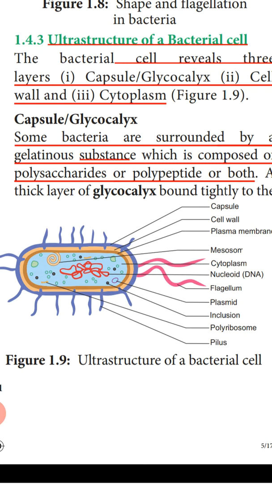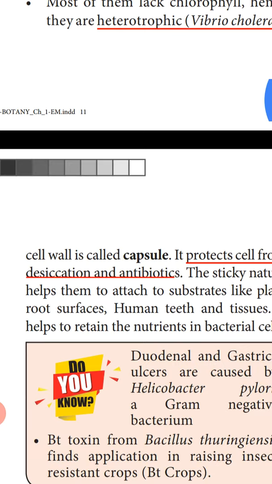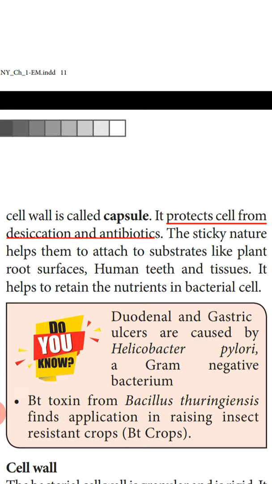Next, let's study the function of this capsule or glycocalyx. It protects the cell from desiccation and from antibiotics. At high temperature, it protects the cell from drying up. This capsule is protecting the cell. Next, antibiotics. When an antibiotic is taken, to protect the cell from the effect of the antibiotic, this capsule gives protection to the bacteria.